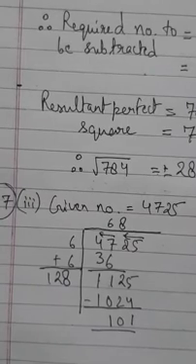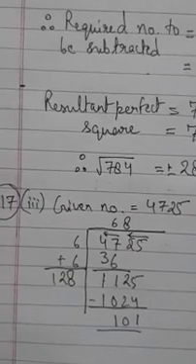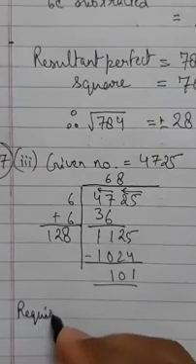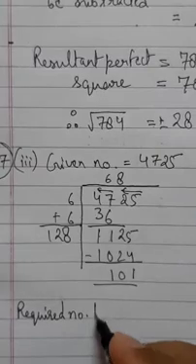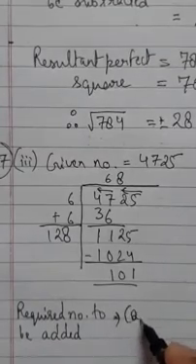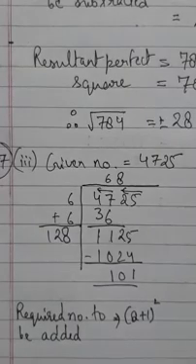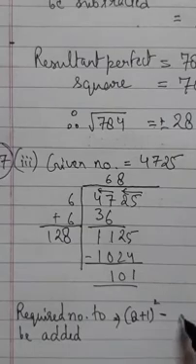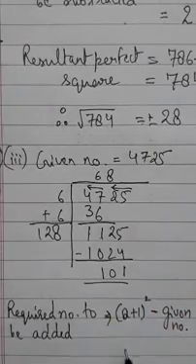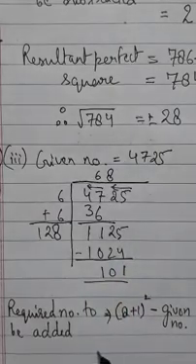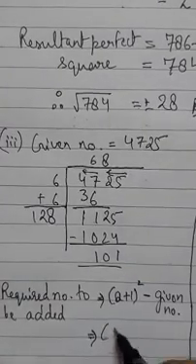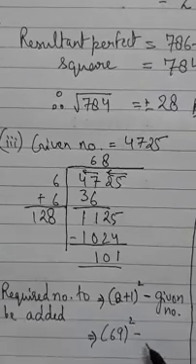Now in the case of finding the required number to be added, I have already given you the formula in question number 9. I'm again going to repeat it. So let me tell you what has to be done. The required number to be added is given by q plus 1 whole square minus the given number. Now what is this q here? It is the quotient that you have obtained in the long division. You have to subtract the given number from q plus 1 whole square. Q is the quotient that you have obtained. So the answer you will obtain by finding the square of 68 plus 1, that is 69, minus the given number, that is 4725.